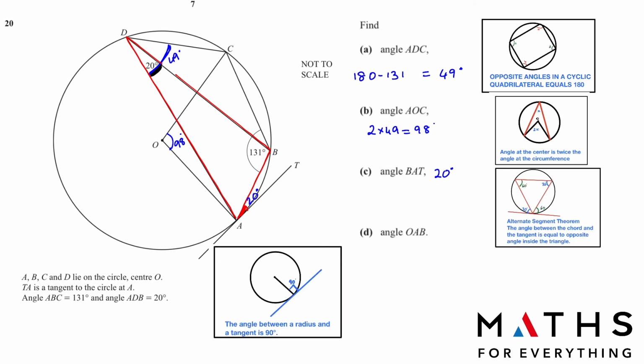Now for the last one, OAB we need to find. We need to find this angle OAB. For that you need to know that the angle between a radius and the tangent is 90 degrees. This is the radius, this is our tangent. So this whole angle here is 90 degrees. But we want only the upper part, OAB. We don't want OAT, we want OAB. For that, from 90 we are going to minus 20. That will give us 70. So that's our answer.